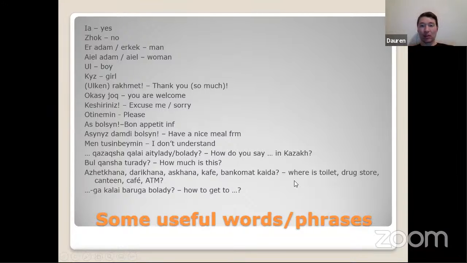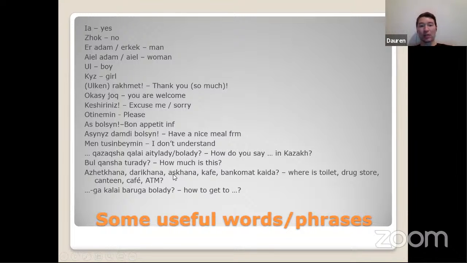Next is where is the toilet, drugstore, canteen, cafe, ATM, like any place. You can say әжетхана, it's a toilet, дәріхана, it's a drugstore, canteen will be асхана, cafe is cafe, ATM is bankomat from Russian. Just add қайда in the end, like something қайда. And in Kazakh, we usually add хана in the end of something. It will become some kind of place.